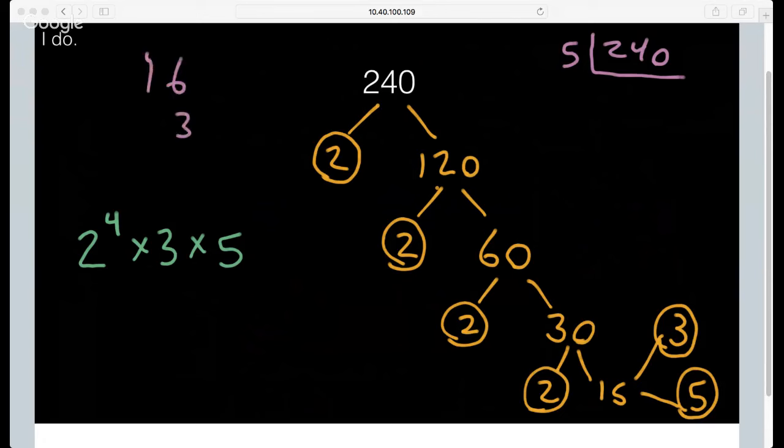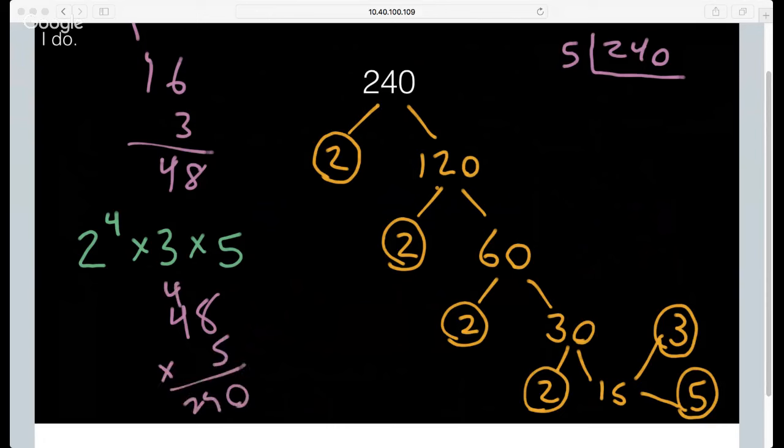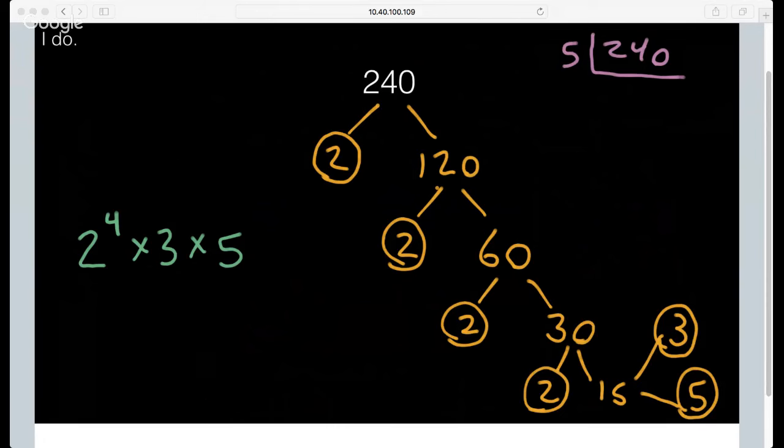Sorry, let me do my math real quick. Maybe you guys could help me out here. 48 times 5. Let's see. I think it is 24. Yep, that's right. Okay. 48 is the number we're looking for. All right. So we're left with 48 is what we just found when we take out that 5.